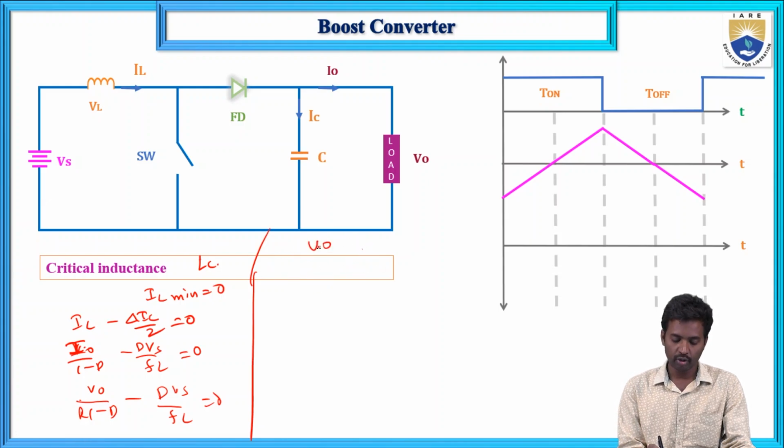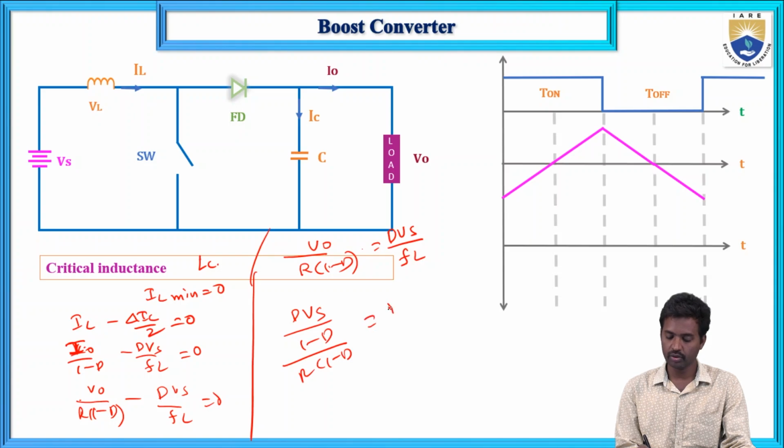So now V naught by R into 1 minus D is equal to D into Vs into F into L. So now V naught means D into Vs divided by 1 minus D by R into 1 minus D is equal to D into Vs by FL. So now D Vs gets cancelled, and now here this is LC, inductance.